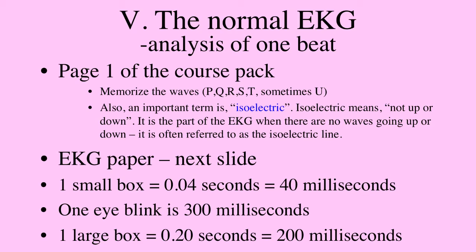Also, as you look on page 1, you can see points, like before the P wave, after the T wave, and even throughout the middle, where there is nothing going up or down. These are flat sections on the EKG, and this is referred to as the isoelectric line, so we'll use that terminology.